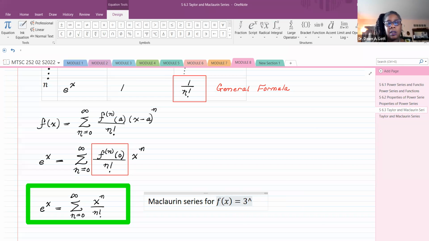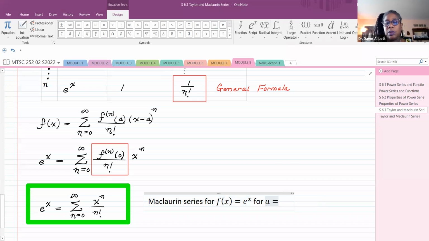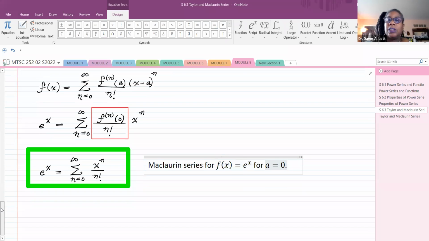E to the x. Although that's a good one. E to the x is a good one. It's not going to be much different, actually, now that I think about it. Okay. All right, any questions about that?